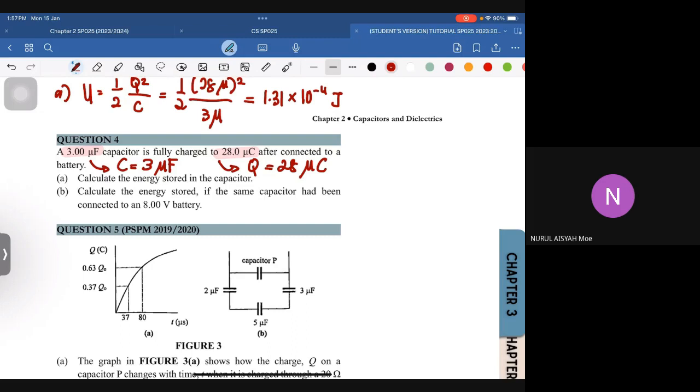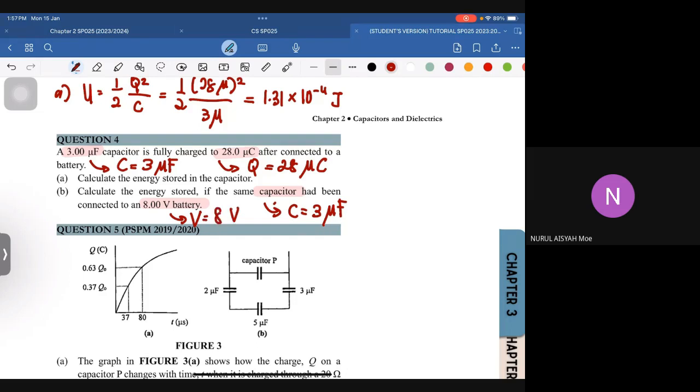Okay, next we have to calculate the energy stored in the same capacitor. So, kalau dia cakap capacitor yang sama, apa yang constant is basically the value of C. So C dia masih sama, and then the battery is changed. So now the battery is 8 volt. So sekarang kita kena tukar pergi an 8 volt punya battery. So the information that we have is C dengan V.